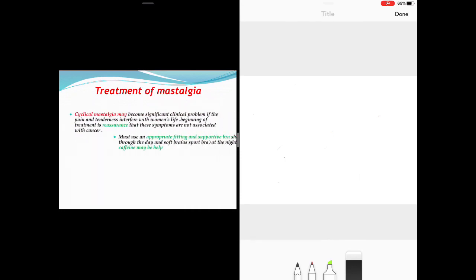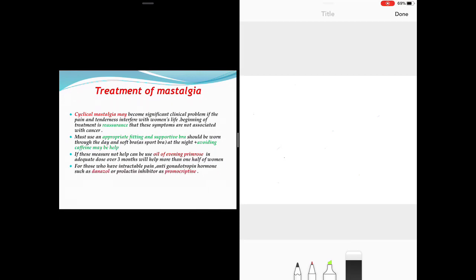Most of the cyclical pain can be relieved by reassuring the patient. We give reassurance, use an appropriate fitting and supportive bra, and evening primrose oil tablets. Avoiding coffee may be helpful. We use evening primrose oil 1x3 for 3 months, and half of the patients will be resolved from the mastalgia. If it doesn't help, I will use an anti-gonadotropin hormone like danazol or a prolactin inhibitor such as bromocriptine, as the last chance of treatment of mastalgia. In non-cyclical mastalgia we must exclude the cause and treat the cause.